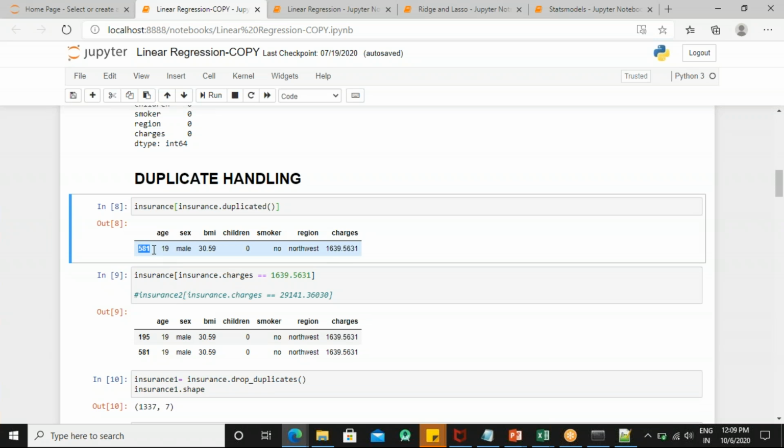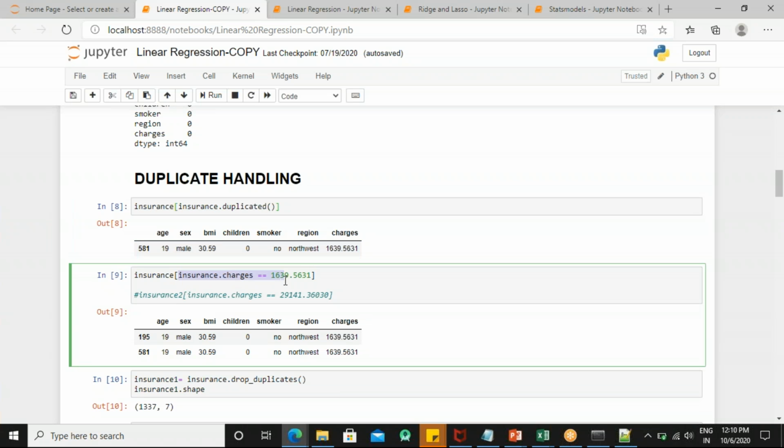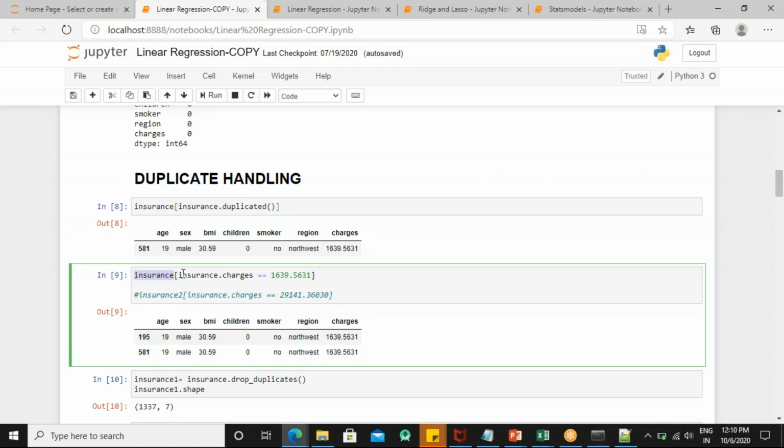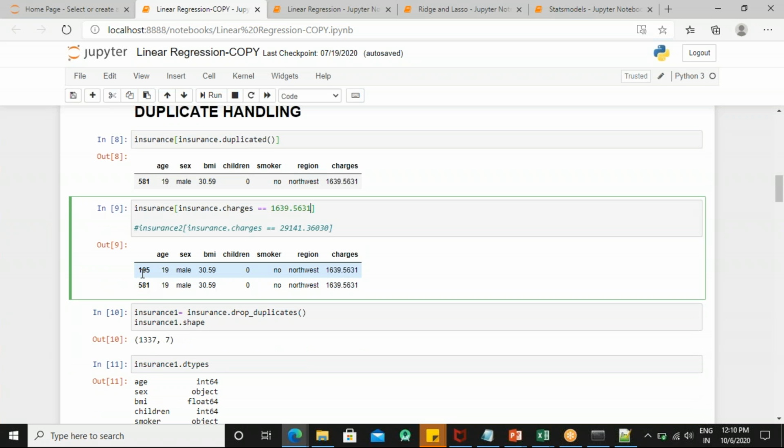Where record number 581 is a duplicate record. But now to check which other record is also the same, I can simply take one value of this, like charges equals this, and apply a filter in the insurance data frame, insurance dot charges equals this. So I get two records: 195 is the original record and 581 is the duplicate record.